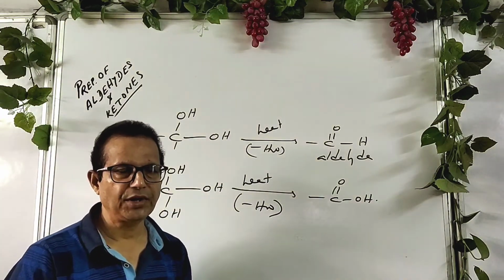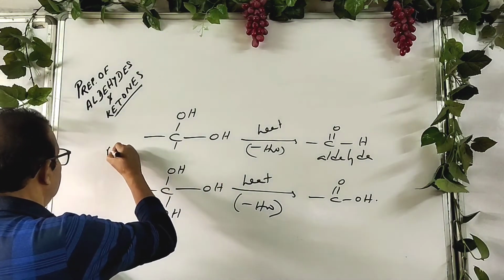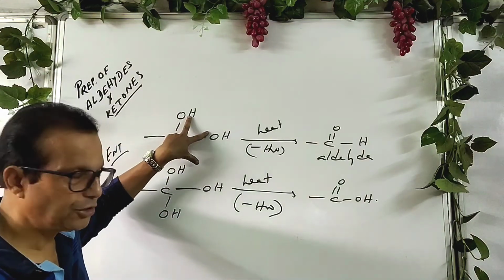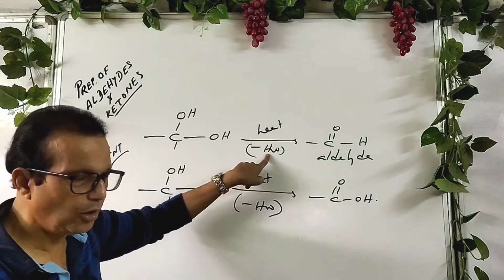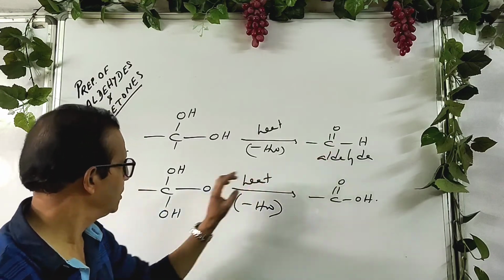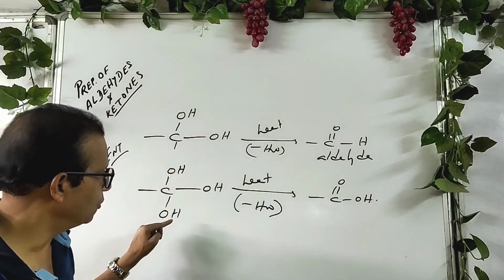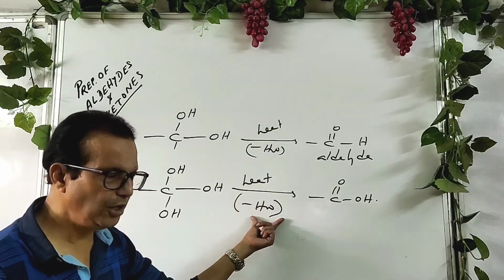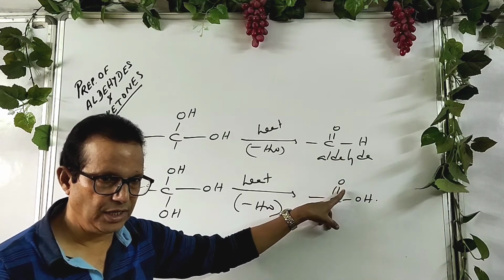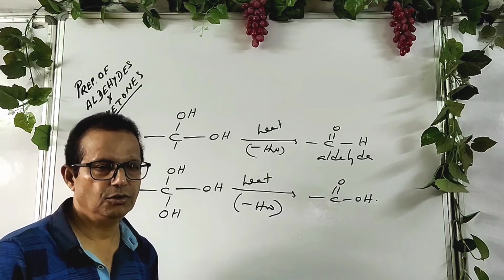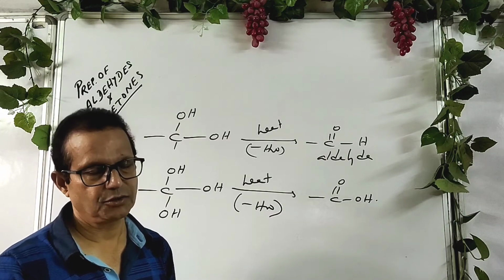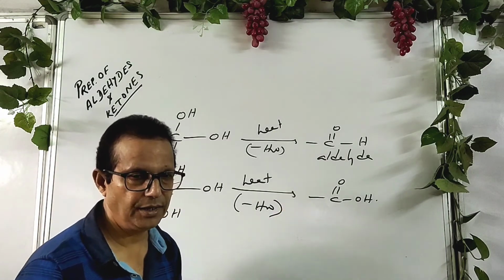This is very important for entrance. If any carbon contains 2 hydroxy groups, on heating, one molecule of water is eliminated and we get aldehyde. If a carbon contains 3 hydroxy groups, on heating, one molecule of water is eliminated, we get carboxylic acid. Okay, so remember this, very important. Let's do one entrance question relating with this idea.